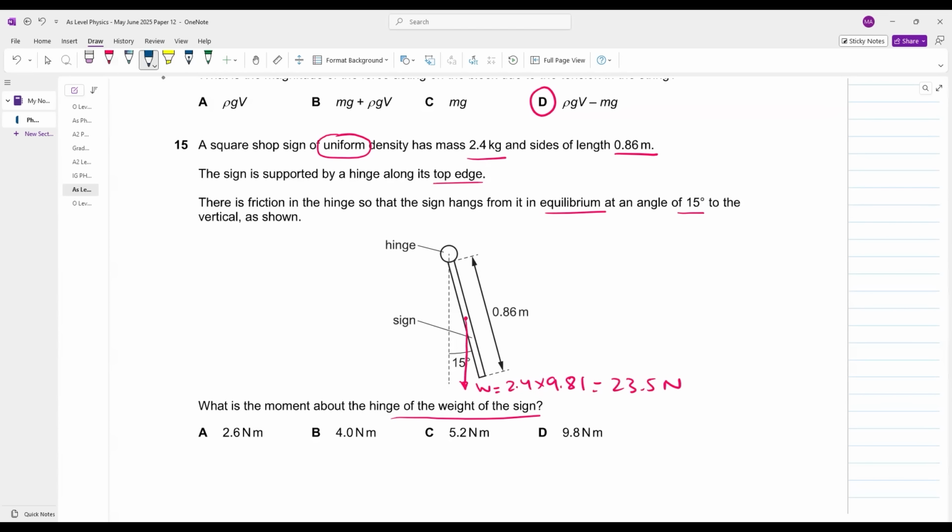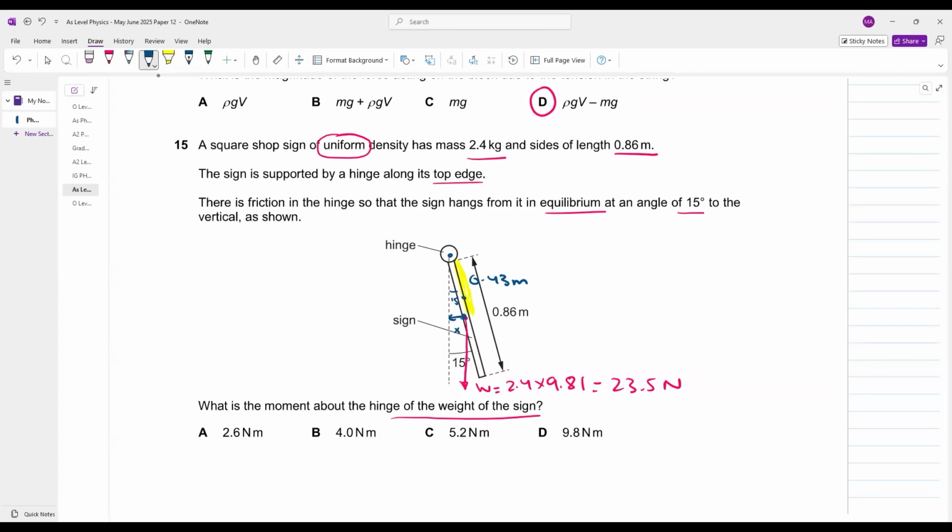Now you have to calculate the distance from the hinge to the weight. You have to calculate this distance. How will you do that? Very, very easy. If the full length of the rod is 0.86 meter, then what will the half length of the rod be? If the full length is 0.86, what will the half length be? 0.43 meters. This is 15 degrees.